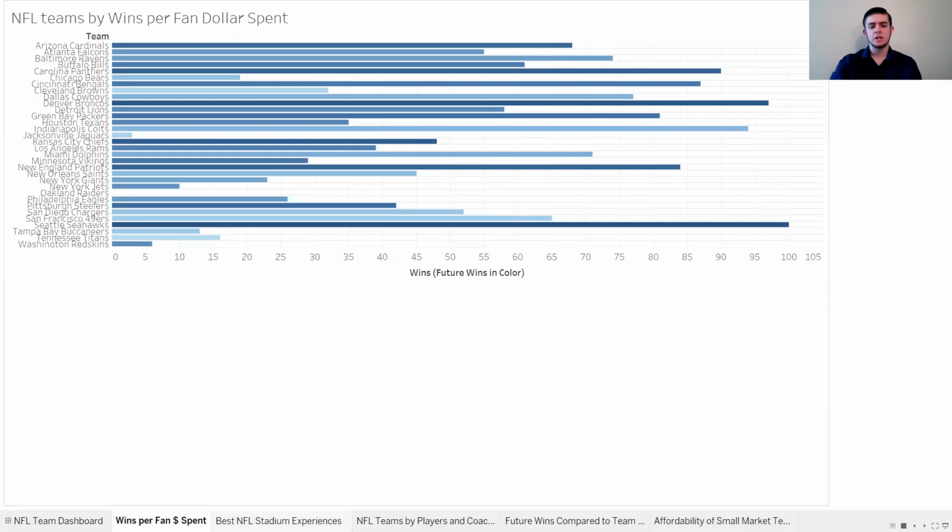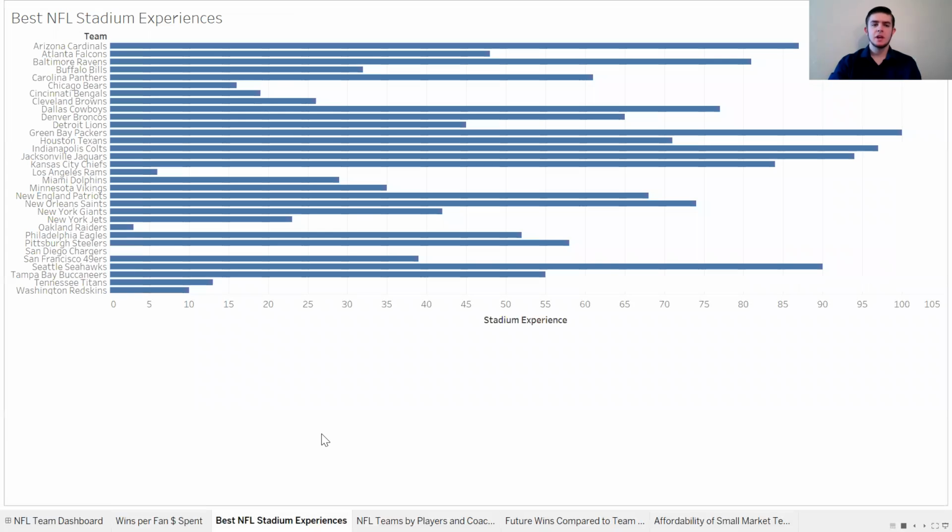And then also looking at NFL stadium experiences. I wanted to look at this because, of course, if you're a fan attending games, you want it to be an enjoyable experience. Obviously, if the stadium experience isn't very good, you probably won't go to games. So here, it was good to look at the different stadium experiences and give that a rating, just to see how your NFL team stacks up against all the other stadium experiences in the league.